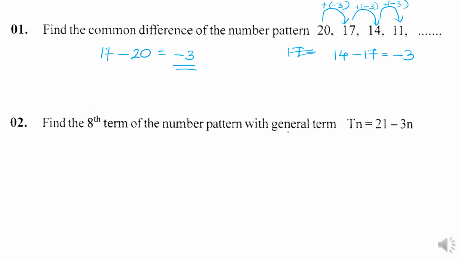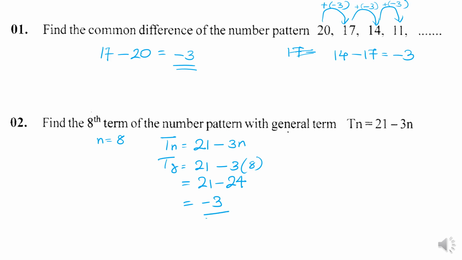Find the 8th term of the number pattern with general term Tn equals 21 minus 3n. You have to find the 8th term, that means n is equal to 8. Therefore, Tn is equal to 21 minus 3n, and T8 equals 21 minus 3 into 8, which is 21 minus 24, which is equal to minus 3. So T8 is equal to minus 3. That means the 8th term is minus 3.